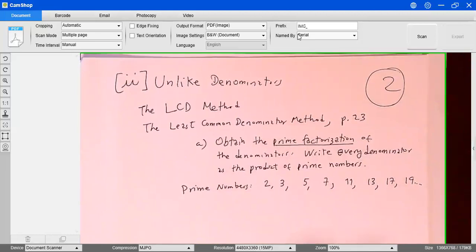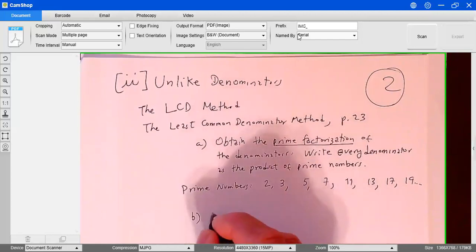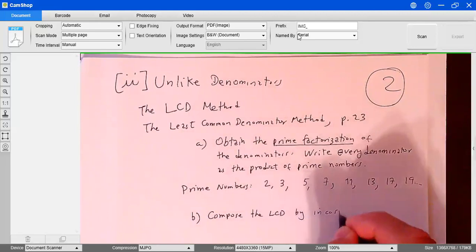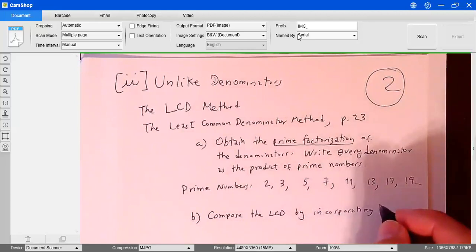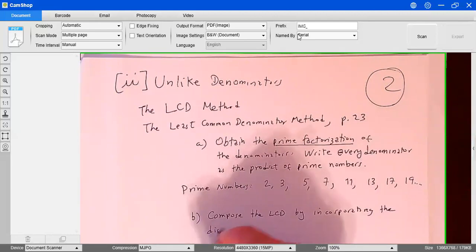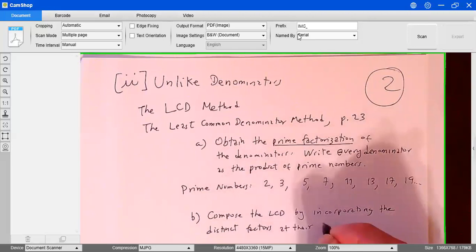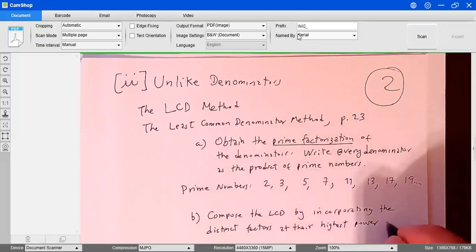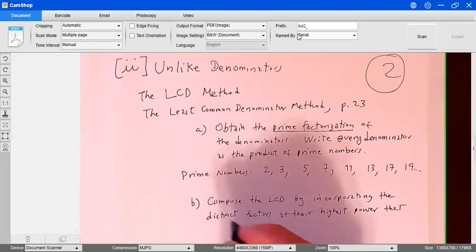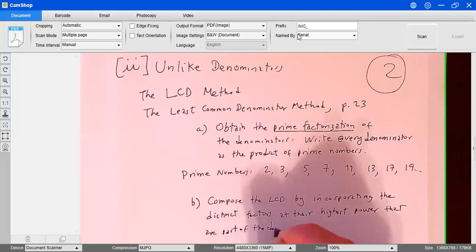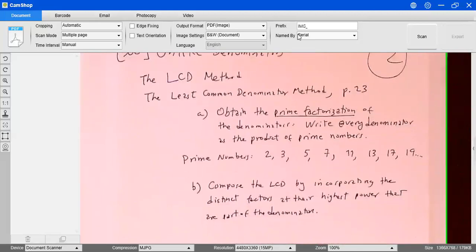So then once you obtain the prime factorization, what you're going to do is compose the least common denominator by incorporating the distinct factors at their highest power that are part of the denominators. So we're going to see how to do this by solving some examples.